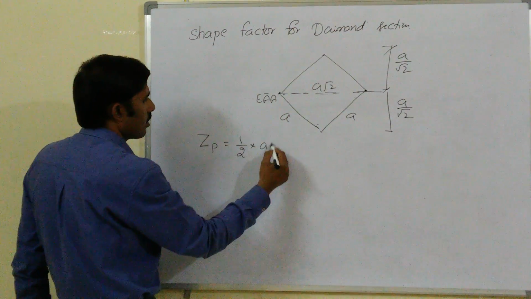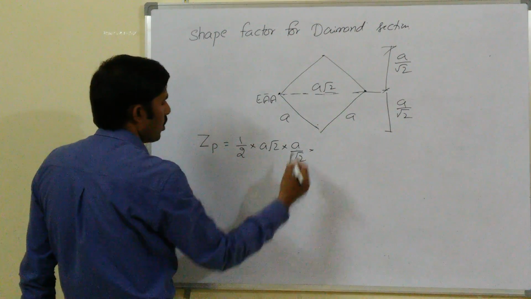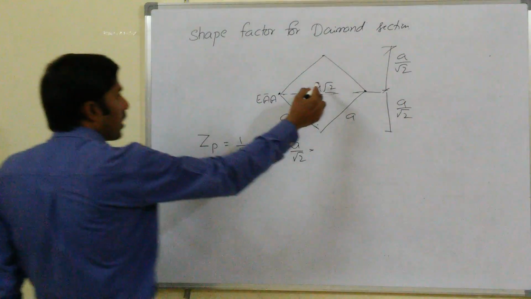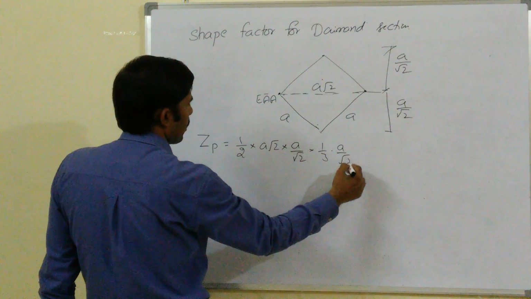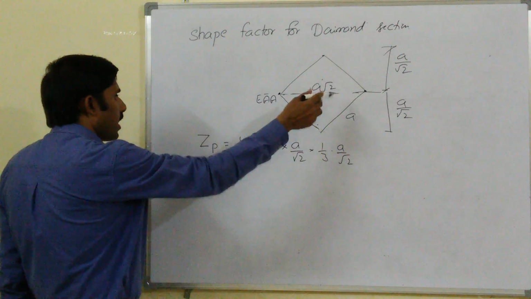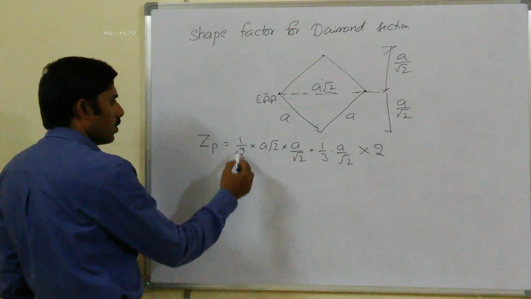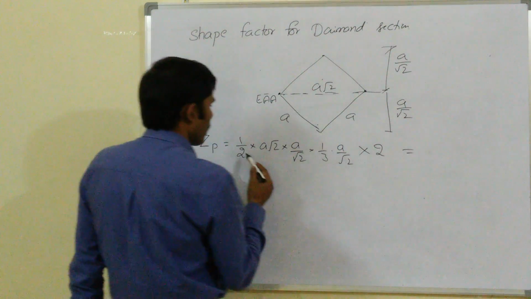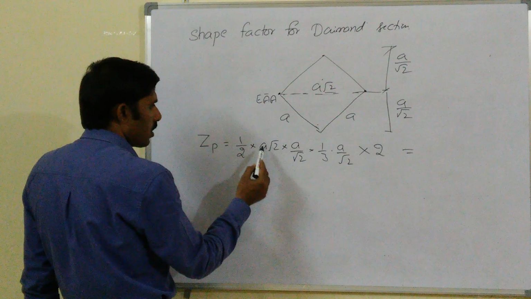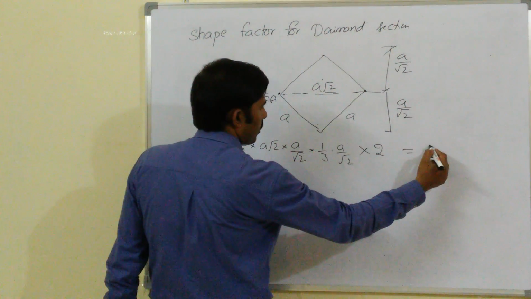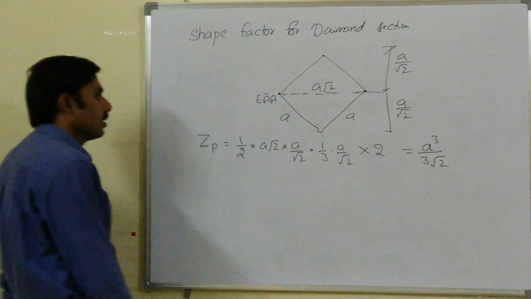Half into base A root 2 into height A by root 2, and the centroid distance from the equal area axis is 1/3 of A by root 2. Same for the bottom triangle also, so we can multiply by 2 like this. Now this 2 and this 2 get cancelled, and this root 2 and this root 2 go away. So A cube by 3 root 2.